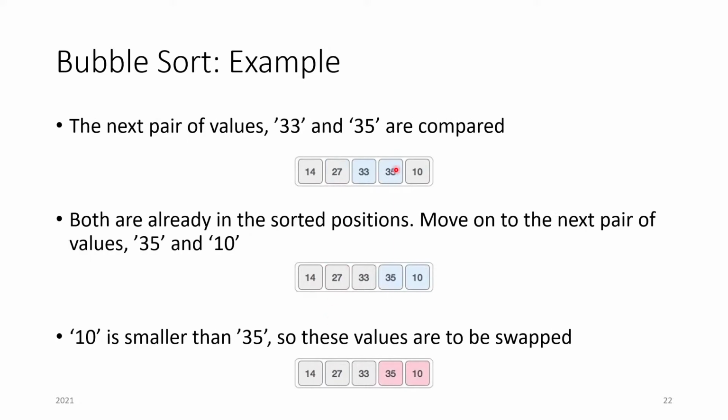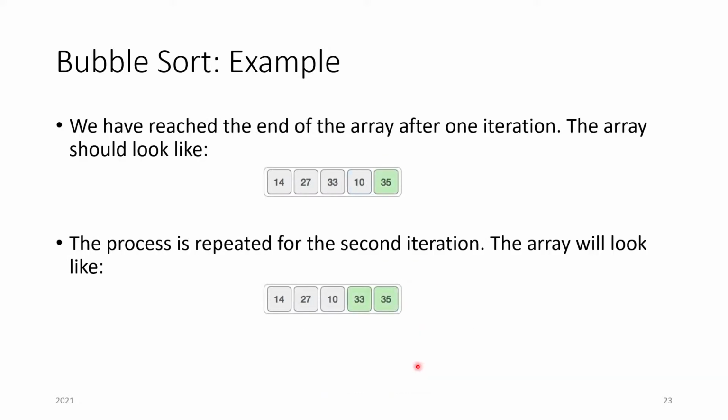We then compare the next two values to see which one is smaller and which one is larger. We can see here that 33 is less than 35. So these are actually in order, so we don't need to do any swaps here. And then we go on to the last two values, and we see 35 here is greater than 10. So then we swap these accordingly. Now, the array after this first iteration and all these swaps looks like this.